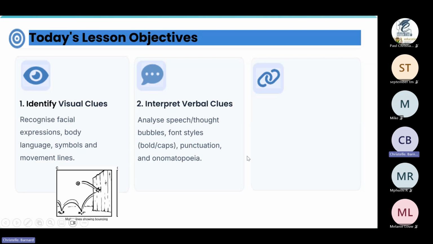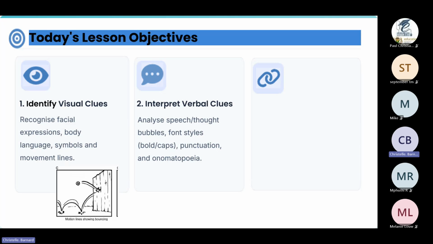You're going to look at the font styles. In other words, is it big letters? Are the letters thick? Are they printed very dark, bold? Are they big? Are they all in capital letters? You're going to look at the punctuation marks that are used. And then you're going to look at onomatopoeia.